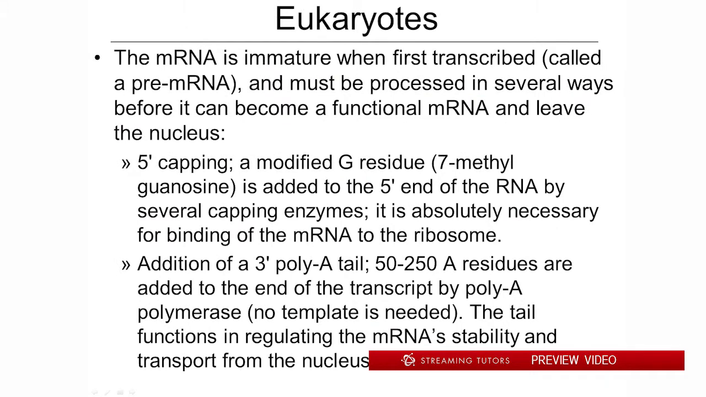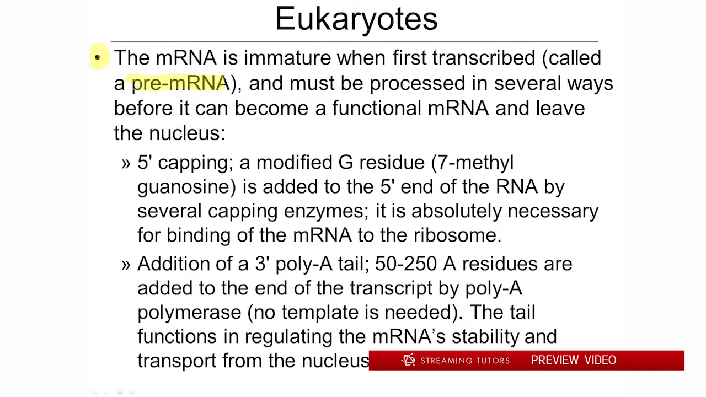In eukaryotes, on the other hand, the mRNA is immature when it's first transcribed and it's inside of the nucleus. So it's often referred to as a pre-mRNA during this time, and it's going to have to be processed in several ways before it can become a functional messenger RNA and leave the nucleus. So in the case of eukaryotes, for physical reasons, transcription and translation are separate, but it's not just physical reasons. This mRNA is a lot different than the bacterial counterpart.